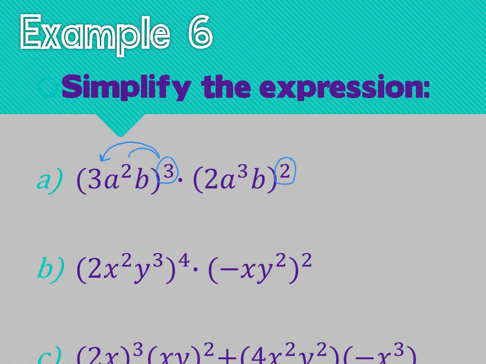Just like before, I can distribute that 3 to each of your factors. So I get 3 to the third power, a squared to the third power, and b to the third power. Distribute that 2 to each of your factors, and you end up with 2 to the second power, a to the third to the second power, and b to the second power.